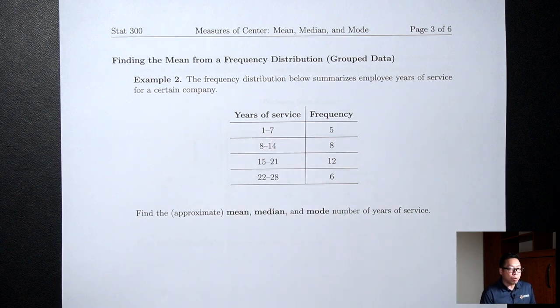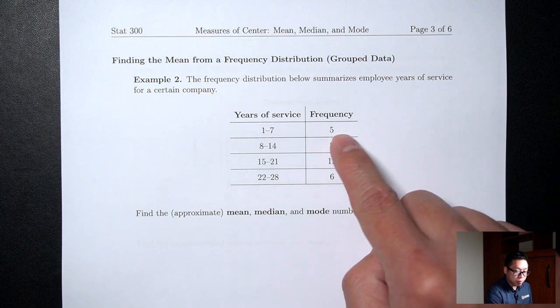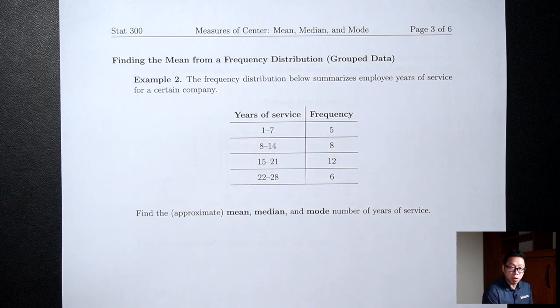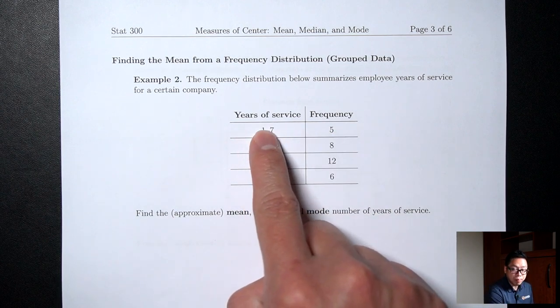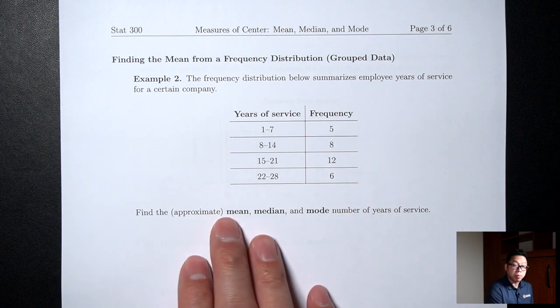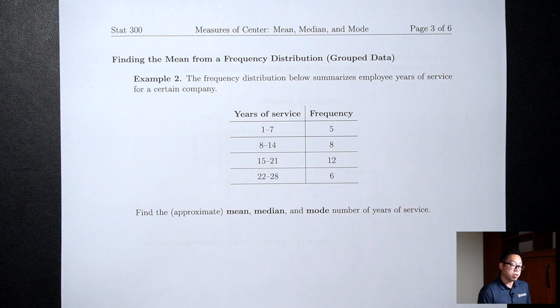So we don't actually know what the raw data is. All I know is that there's 5 people somewhere between 1 and 7. I actually don't know what those actual numbers are. I just know that they're between 1 and 7. Which is why, if you have grouped data, the best we can do is approximate, okay? And here's how we're going to approximate. We're going to find the midpoints.